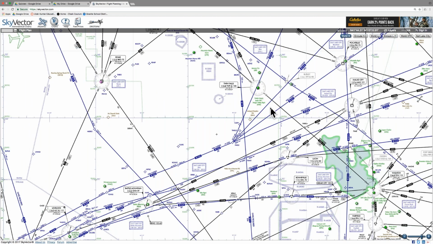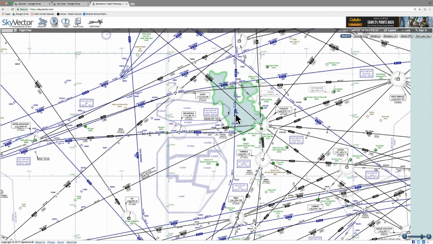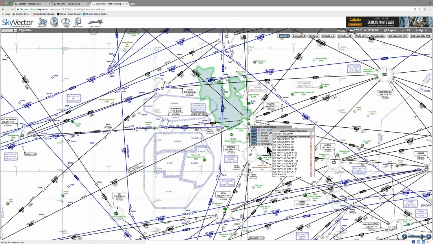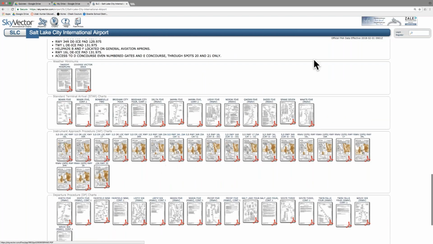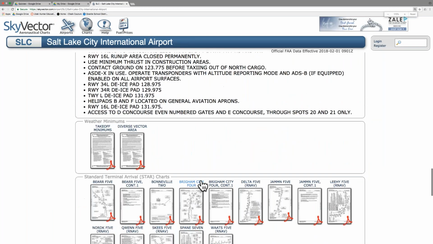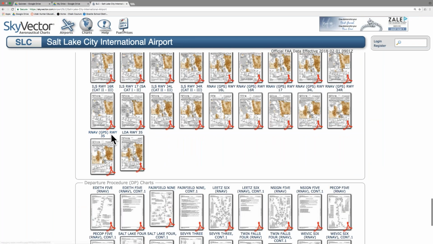Another answer would be, what do we use on our approaches? Let's go into an approach here at Salt Lake International. What kind of approach is this? Hold on, give me 1 second. What is this approach? This one right here. The RNAV GPS. Okay. Exactly. So RNAV, right? RNAV is another satellite-based navigation.